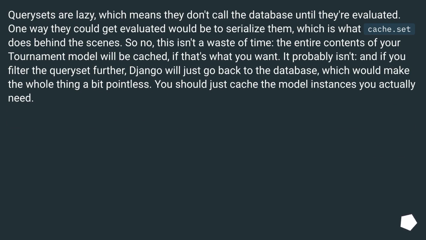Query sets are lazy, which means they don't call the database until they're evaluated. One way they could get evaluated would be to serialize them, which is what cache.set does behind the scenes. So no, this isn't a waste of time. The entire contents of your tournament model will be cached, if that's what you want. It probably isn't, and if you filter the query set further, Django will just go back to the database, which would make the whole thing a bit pointless. You should just cache the model instances you actually need.